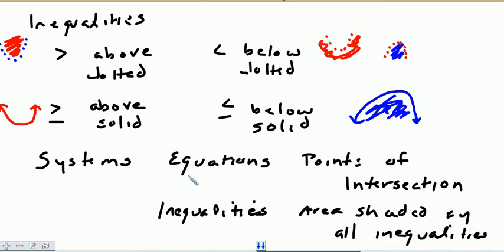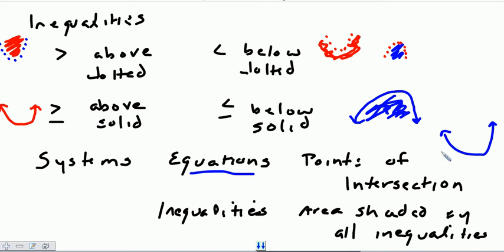When you talk about systems, if these are equations, you're talking about the points of intersection. So if I have two quadratics, or I have a quadratic and a line, and I'm looking for a solution to a system of equations, then the solution is going to be these 2 points of intersection, and I need to find both of those if it crosses twice. Inequalities, you're talking about the area of the shaded region that you shaded every time.